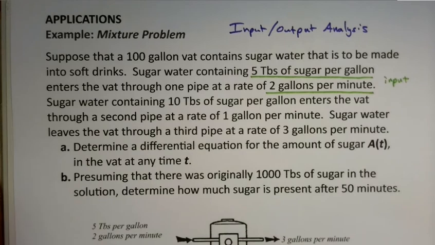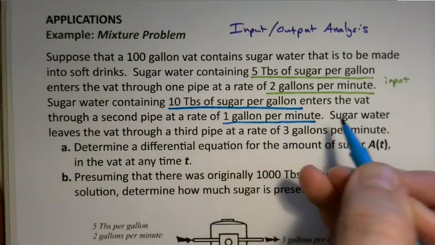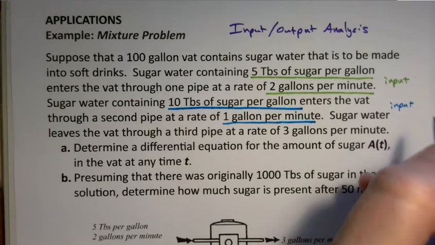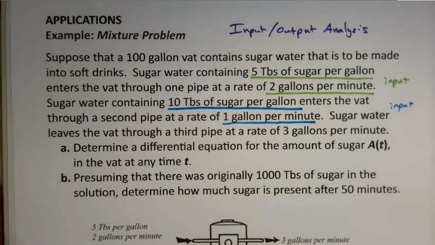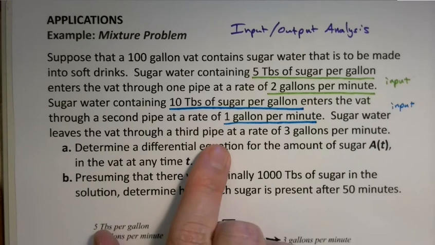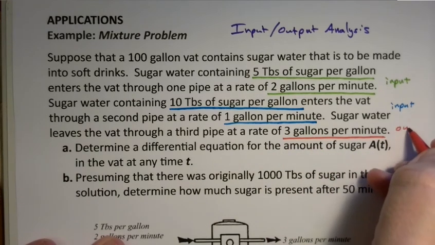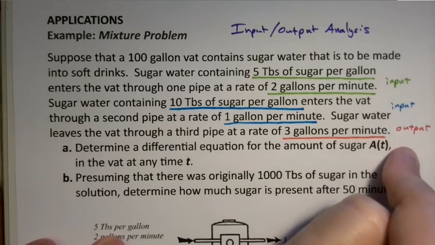And then the next sentence says, okay, sugar water containing 10 tablespoons of sugar per gallon enters the vat through a second pipe at a rate of 1 gallon per minute. So we've got another input here. So I'll do this. At 1 gallon per minute. This is another input. And all this is headed into the tank, and sugar water leaves the vat through a third pipe at a rate of 3 gallons per minute. So that's all they give us, 3 gallons per minute, but that represents what we know about our output. So we have 2 inputs and 1 output.